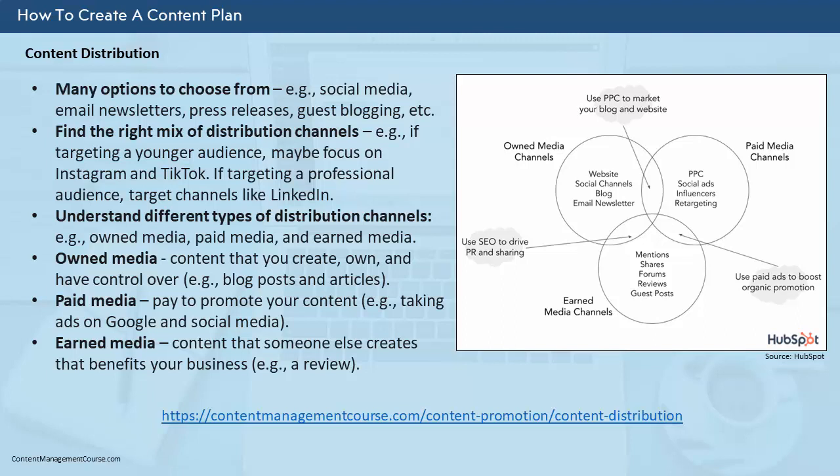Another important area of distribution is understanding that there are different types of distribution channels like owned media, paid media, and earned media. Owned media is content that you create, own, and have full and complete control over, like blog posts and articles that you write and publish on your website. Paid media is where you pay to promote your content, like taking ads on Google and social media. And then there's earned media, which is content that someone else creates and you don't pay for it, but it benefits your business, like when someone posts a great review about your business.